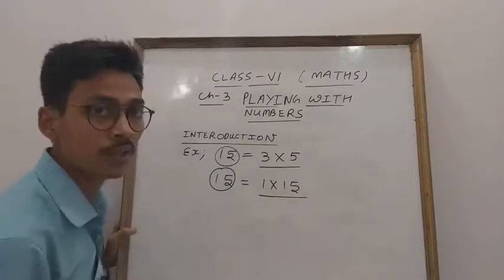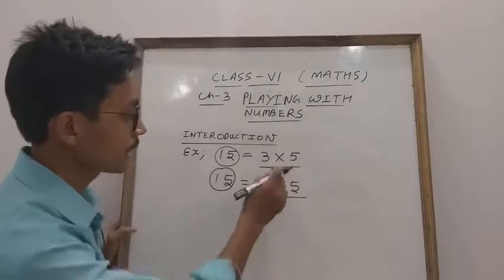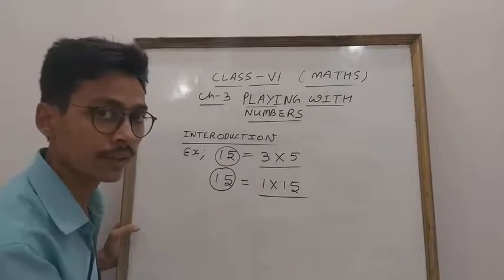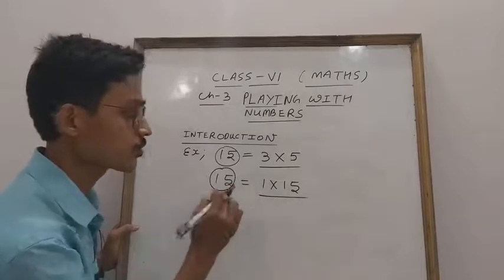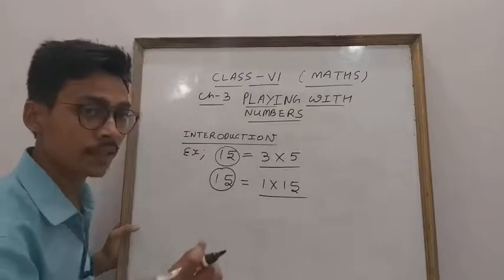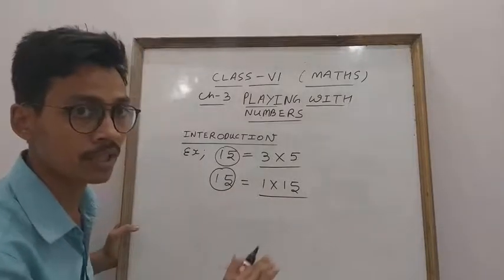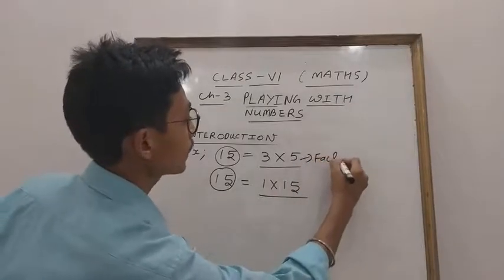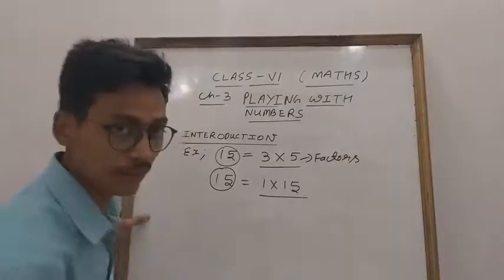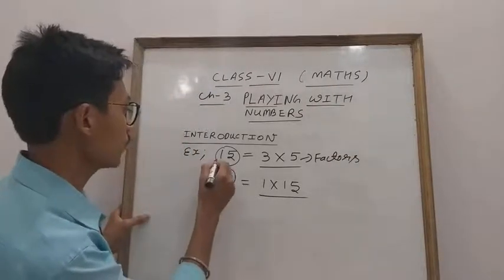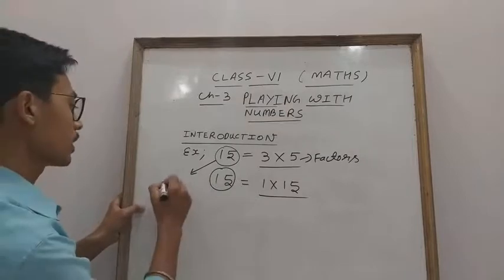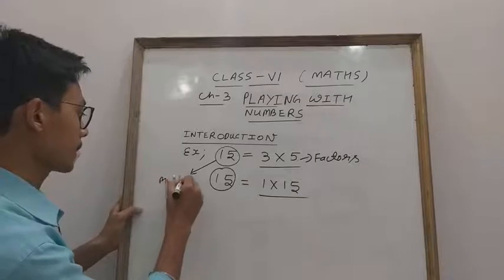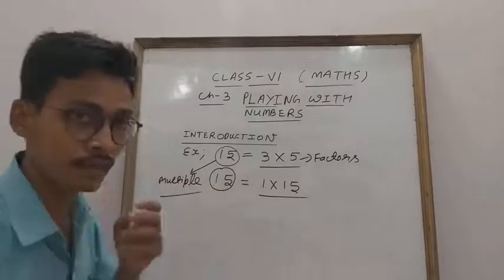So what is the conclusion of this? Why am I explaining this? Because 3 and 5 divide 15 totally, and 1 and 15 also divide 15 totally. It means the numbers which divide the given number totally are known as its factors. And 15 is what, students? 15 is the multiple. Clear, students? I think something is clear.